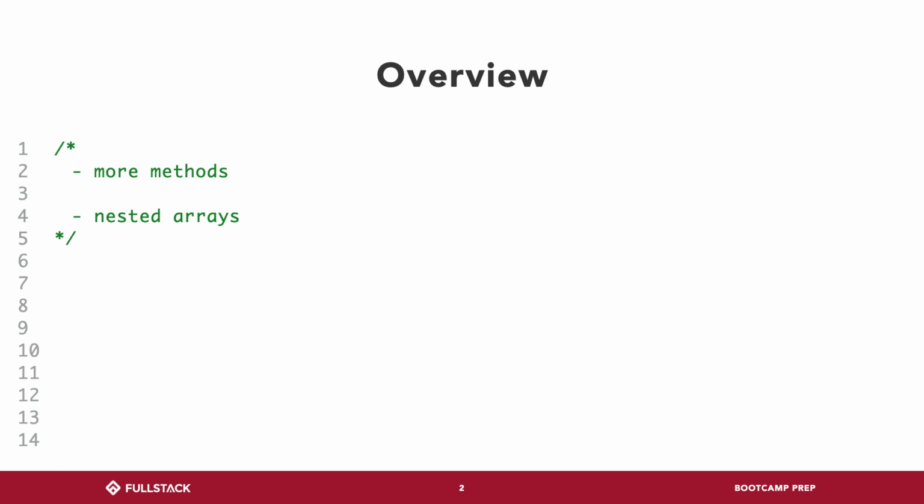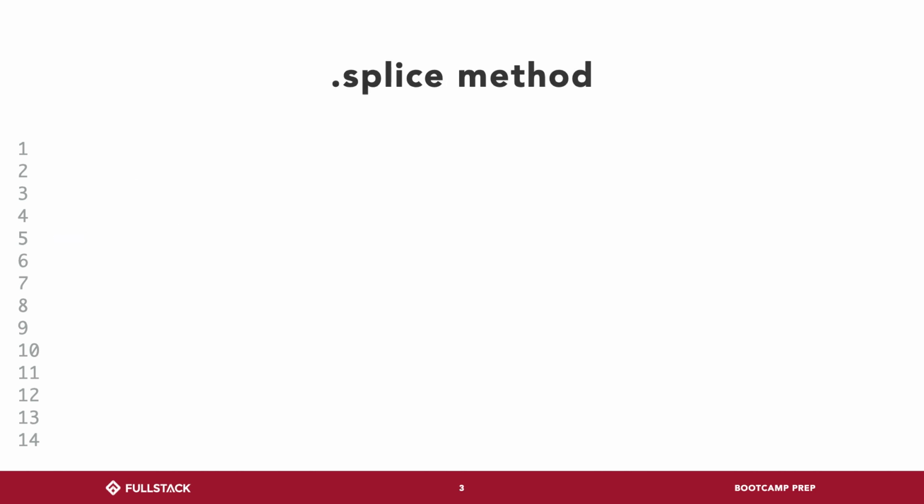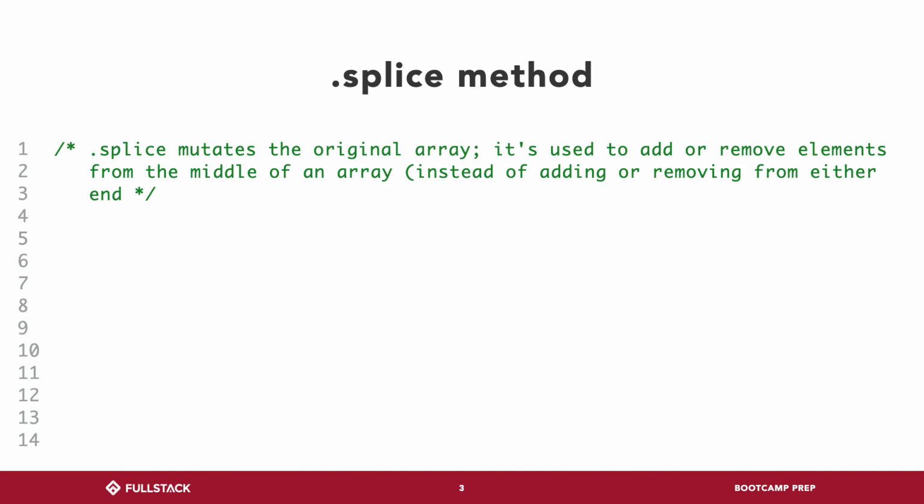Okay, so we're just going to talk about more methods and nested arrays. Heads up, I'm going to say everything I just did again. Okay? So let's first talk about splice. Splice mutates the original array. I can't say that enough times. You have to be aware of what is actually changing the original array and what is not.